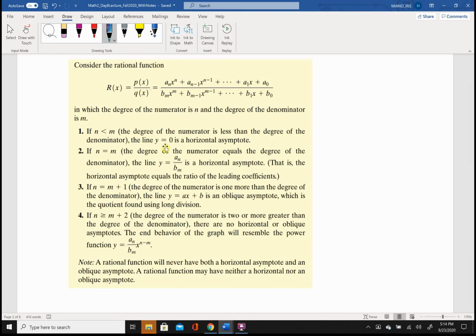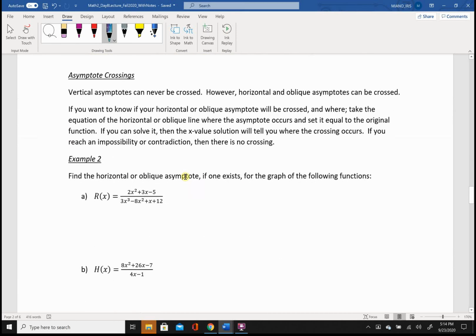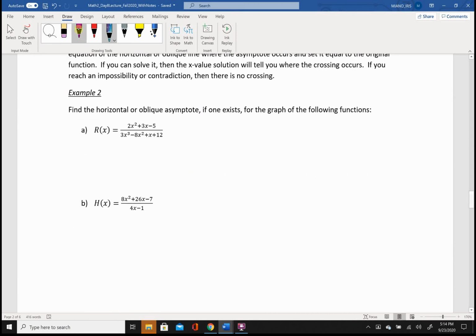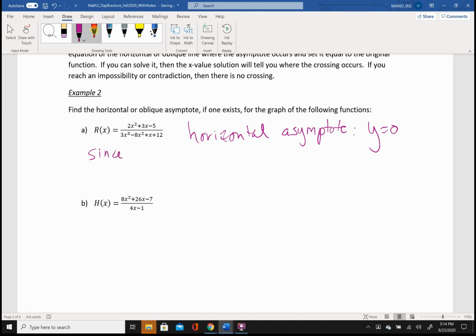Or it is the line y equals 0, sorry, is what I mean to say. Okay, so let me go ahead and write that down. We have a horizontal asymptote and it's y equals 0. And we can even explain it a little bit. We'll say since n is less than m, just having this general understanding that n is the degree of the numerator polynomial and m being the degree of the denominator polynomial.